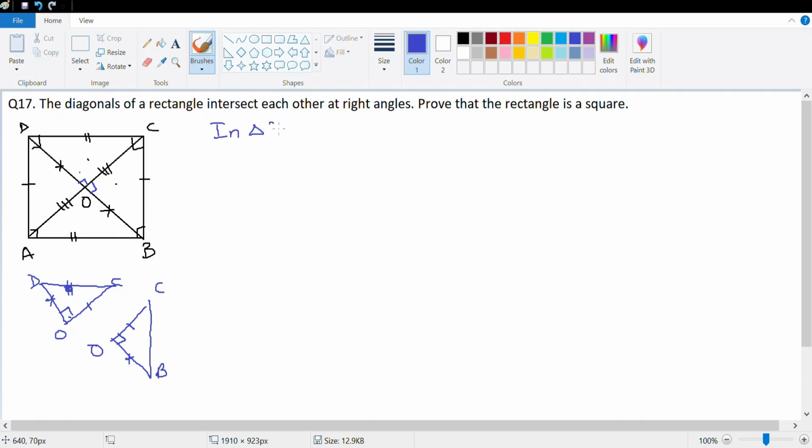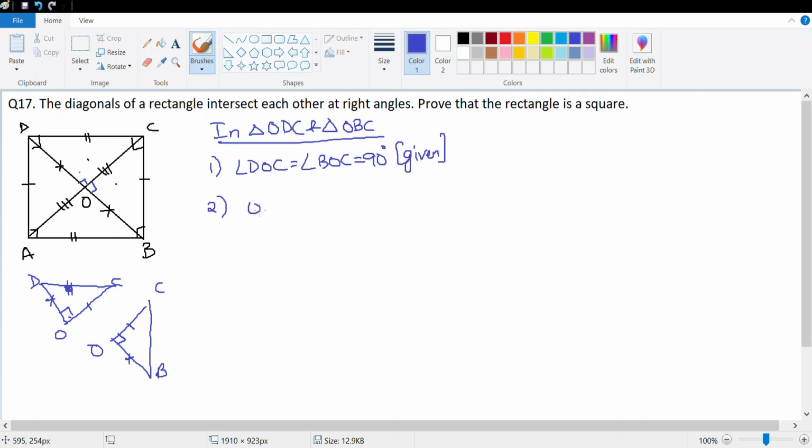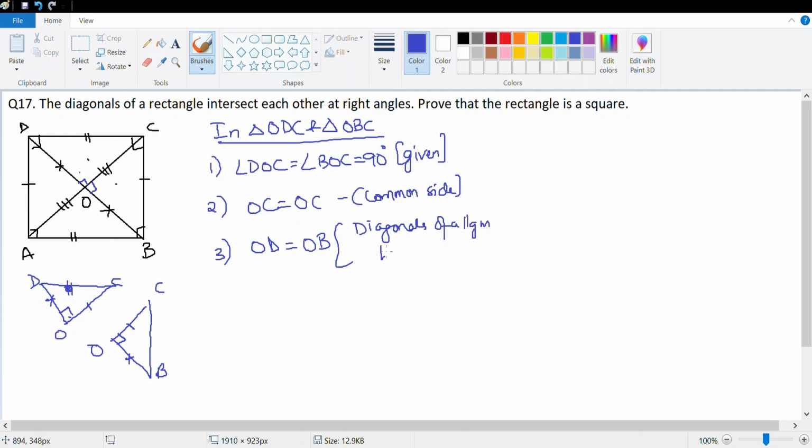So in triangle ODC and triangle OBC. Number one, angle DOC is equal to angle BOC is equal to 90 degree. This is given. Next, OC is equal to OC. This is common side. Number three, OD is equal to OB. Why? Diagonals of a parallelogram bisect each other.